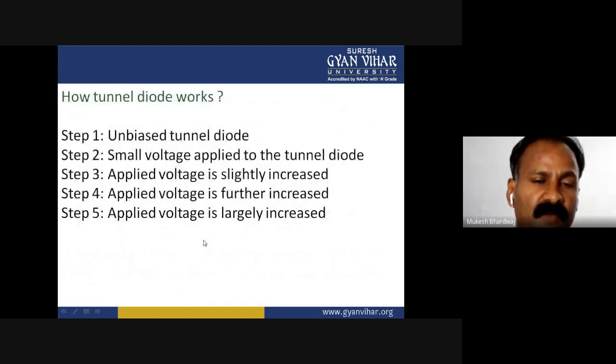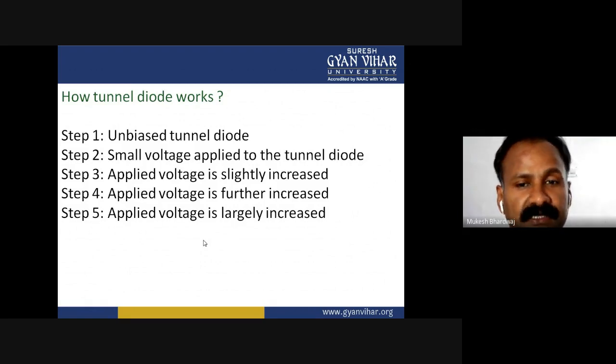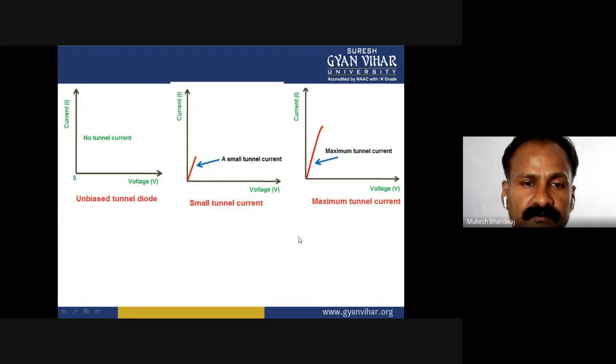How does a tunnel diode work? Unbiased tunnel diode, small voltage applied to the tunnel diode, applied voltage slightly increased, applied voltage further increased, applied voltage largely increased. So these are the steps, and due to the effect of these steps, the tunneling effect occurs. So, in the unbiased tunnel diode, when there is no biasing, there is no tunnel current. A small tunnel current is showing to you.